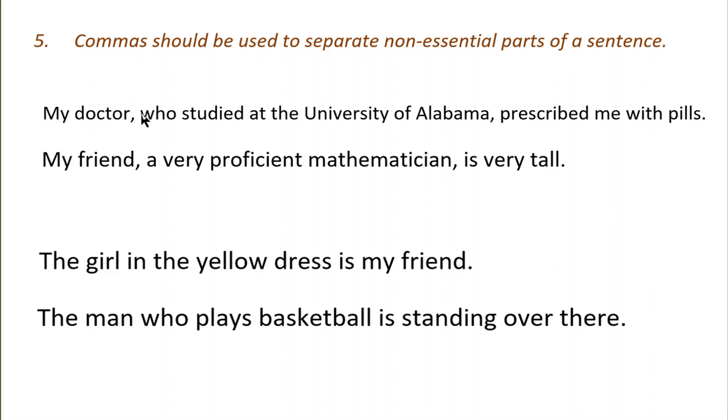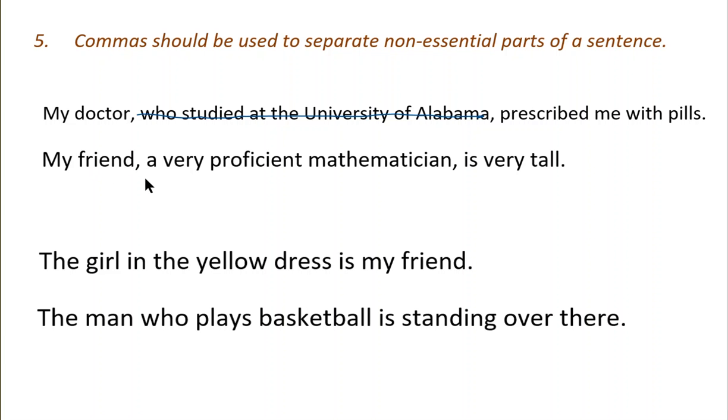If you removed who studied at the University of Alabama, if you just remove that part, the sentence should still make sense. So, my doctor prescribed me with pills. It still makes sense, and it means the exact same thing. So, commas are used to separate non-essential parts of a sentence. Now, let's do a couple more examples.